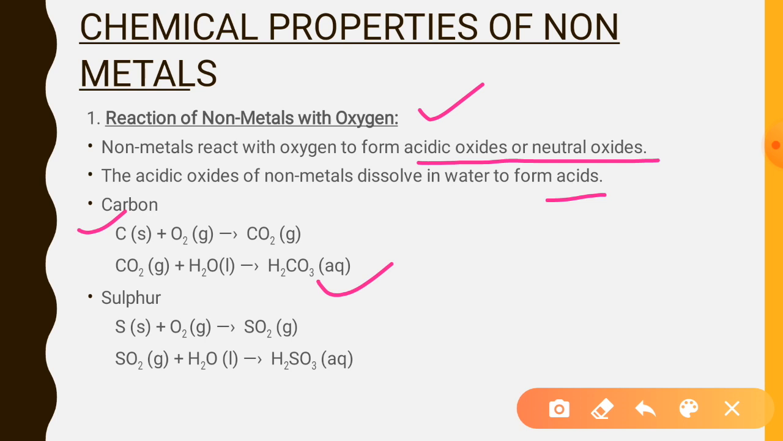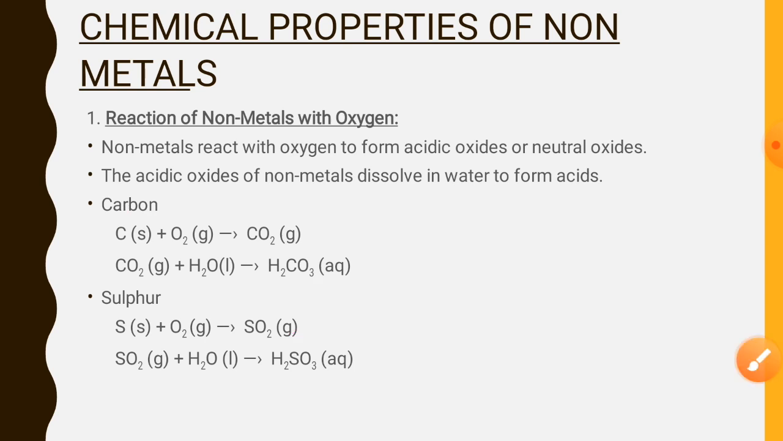Similarly, when sulfur burns with oxygen, it produces SO2, which is the oxide of sulfur, and on combination with water, it forms H2SO3, that is sulfurous acid. So, the first property we have discussed. Let's see the next one.